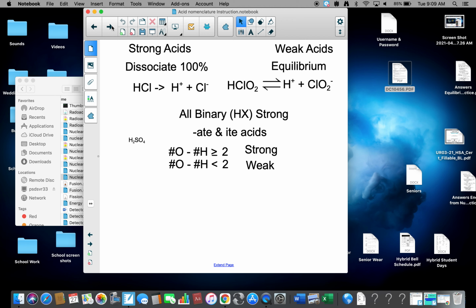So let's do the example H2SO4, which is sulfate, which means sulfuric acid. All right, so we take number of oxygens, 4, minus the number of hydrogens, 2. That's equal to 2, so it's definitely greater than or equal to, so that's a strong acid.